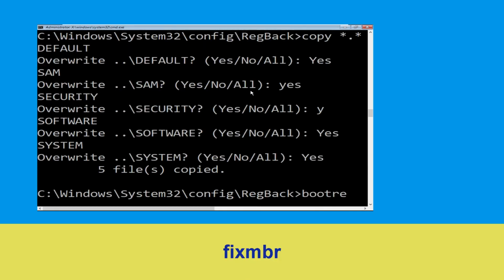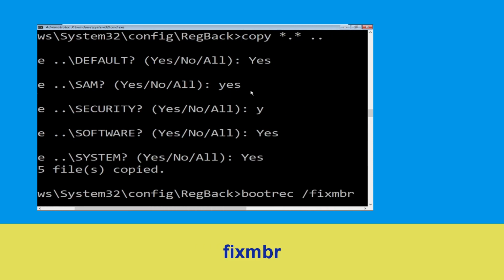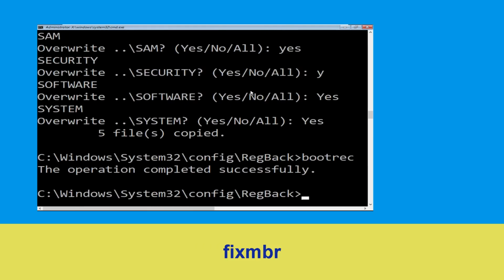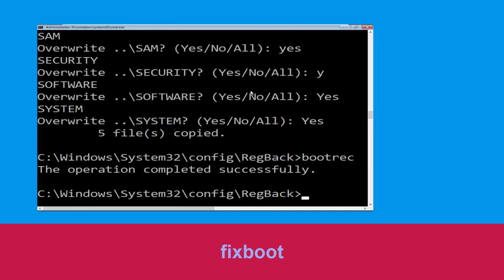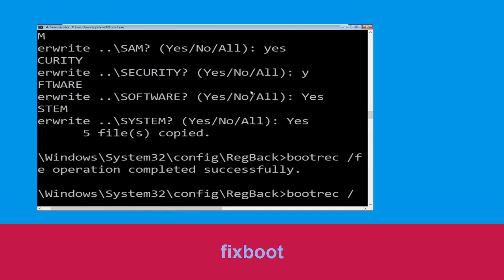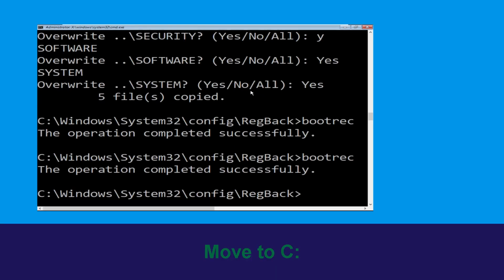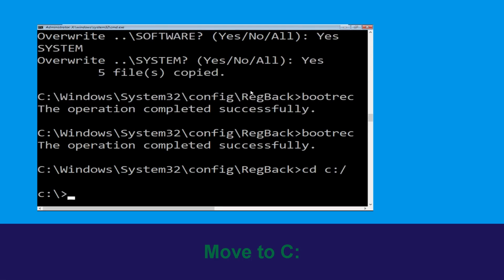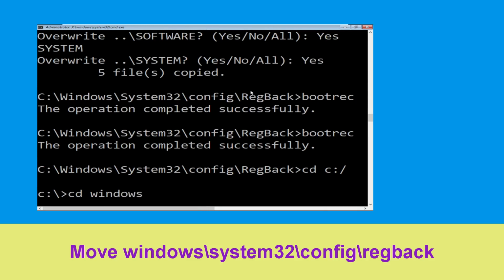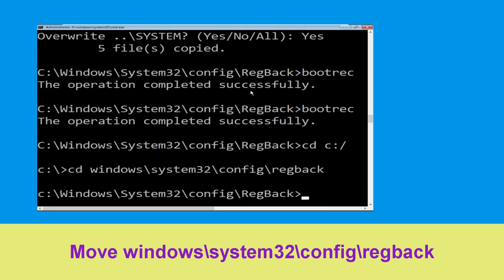Now type bootrec space /fixmbr and simply hit enter. Now type in bootrec space /fixboot and simply hit enter to execute the command. Now execute this command cd space c:/. Now type this command cd space Windows /system32 /config /regback and simply hit enter to execute the command.